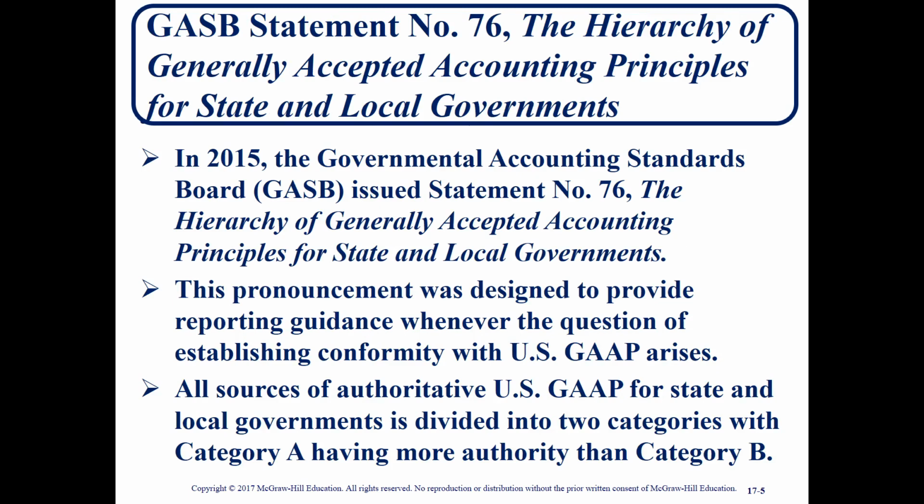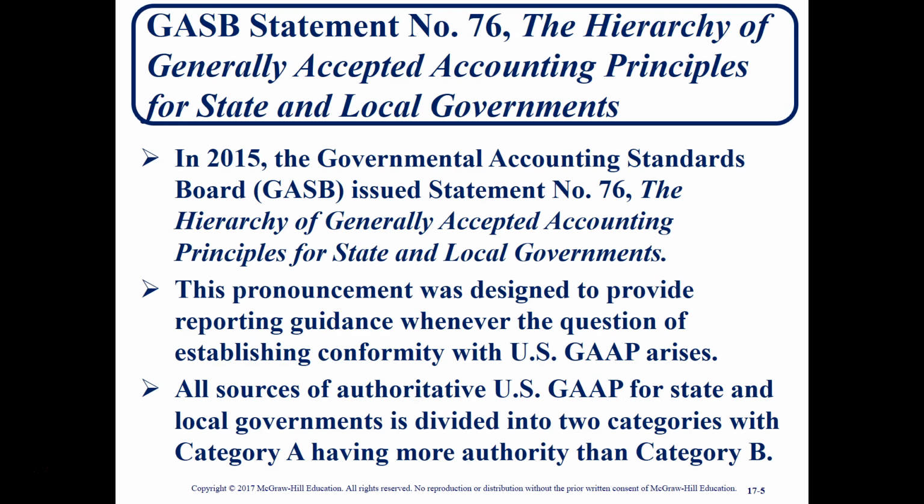So the GASB, the Government Accounting Standards Board, is the authoritative body who governs the accounting and reporting for state and local governments. It's not the FASB, it's the GASB. And in Statement number 76, they established the hierarchy of generally accepted accounting principles for state and local governments. This pronouncement was really designed to provide reporting guidance whenever the question of establishing conformity with GAAP arises.